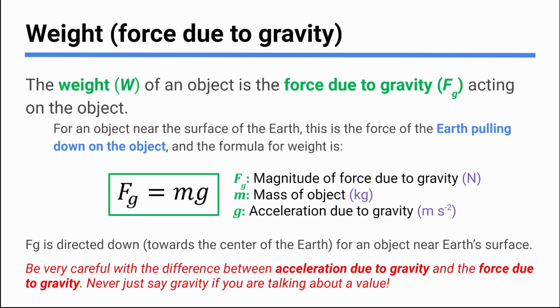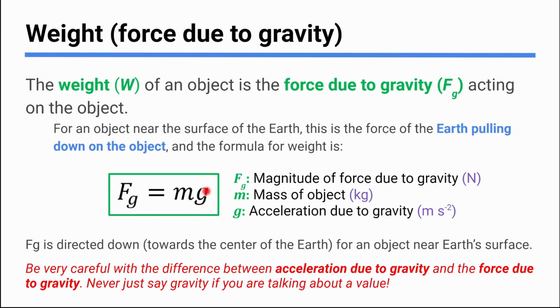Do be careful. This gets tricky and sticky, and even the IB is very picky about this, which is fair to be picky about. You don't want to just say gravity if you're talking about a number, a quantity. So one big concept to focus on is the difference between the force due to gravity, which is your weight, and little g, which is acceleration due to gravity. This is not gravity. This is not gravity. Just gravity doesn't mean anything.